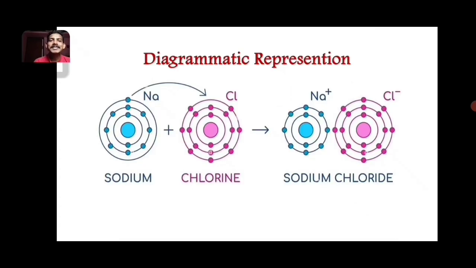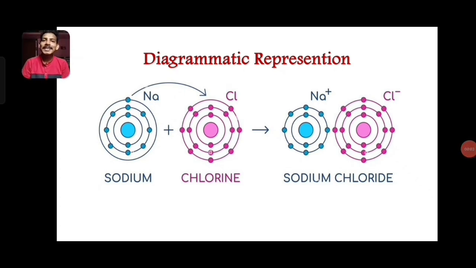Here is the diagrammatic representation of sodium chloride. The sodium atom loses one electron from its outermost shell and that electron was accepted by chlorine atom. After losing the electron, the sodium atom becomes a positively charged species which is called sodium ion. After accepting the one electron from sodium atom, chlorine becomes a negatively charged species which is known as chloride ion. Here, two charged species which are opposite in nature are formed.